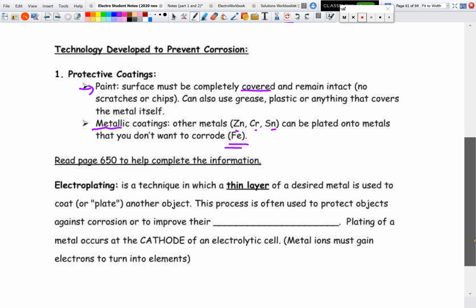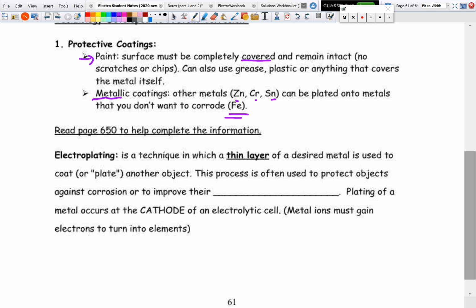So how do we get these metallic coatings on other metals? Well, it's something called electroplating. Now, this is a technique where a thin layer of desired metal is used to coat, or quote-unquote plate, an object that's needed. This process is often used to protect objects against corrosion, or to improve their appearance.